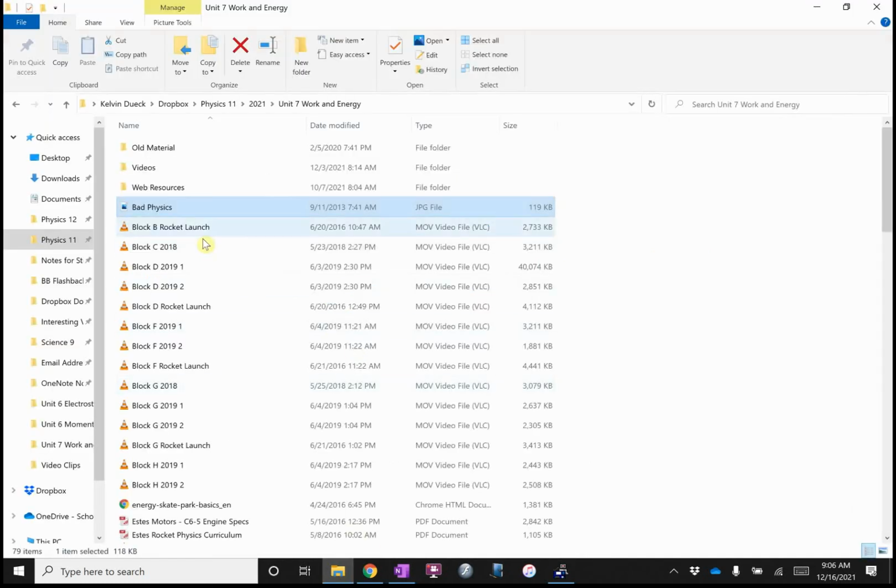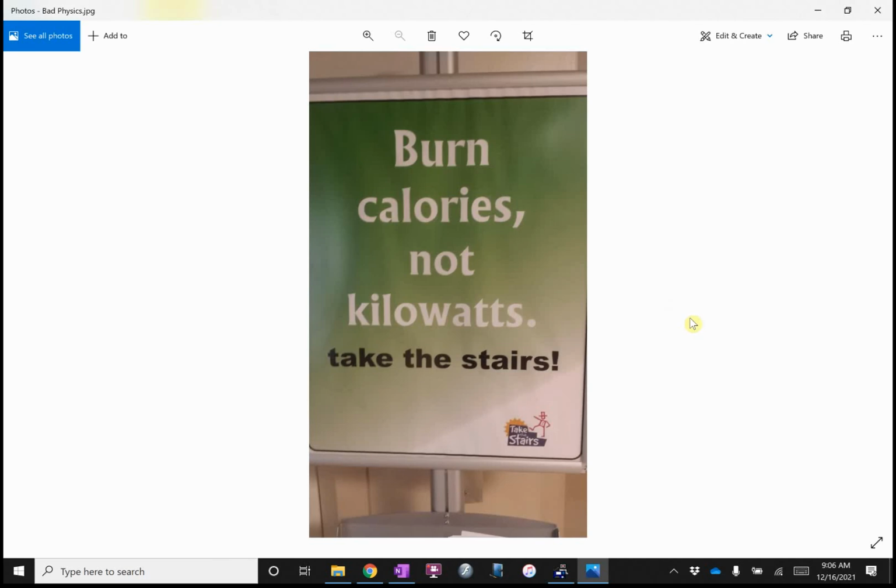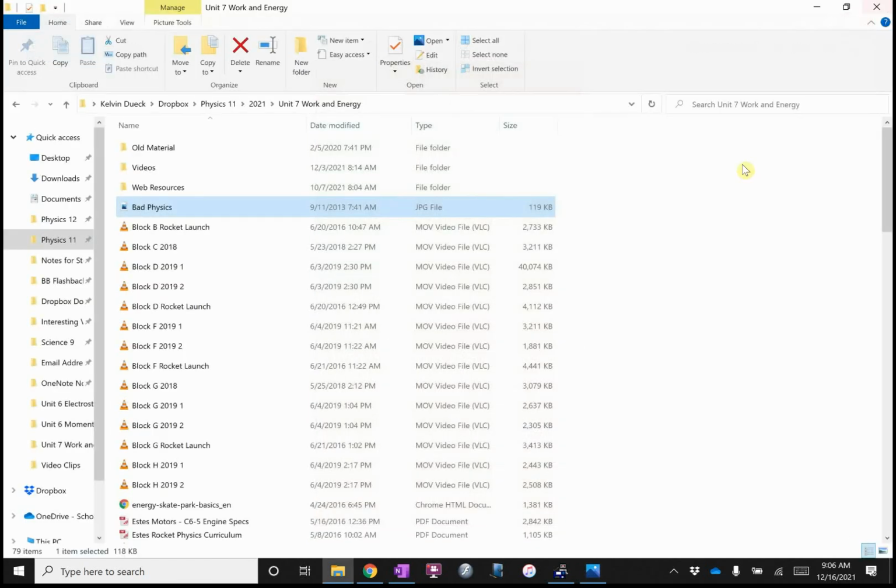I have a photo here that I call bad physics. This is something I saw on a bus station. It said burn calories, not kilowatts. This says burn energy, not power. The units don't match. Could say burn calories, not kilowatt hours. Burn energy, not energy. In other words, burn human energy, food energy, not the energy you're getting from the power lines. The units just don't match. Yeah. Bad physics.